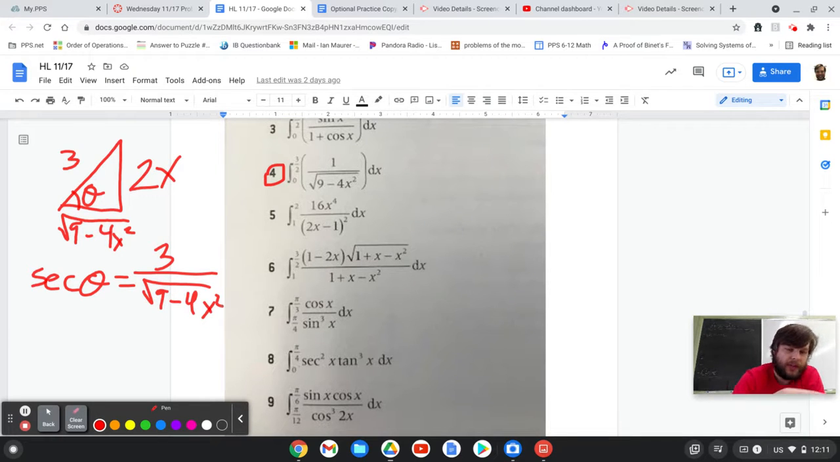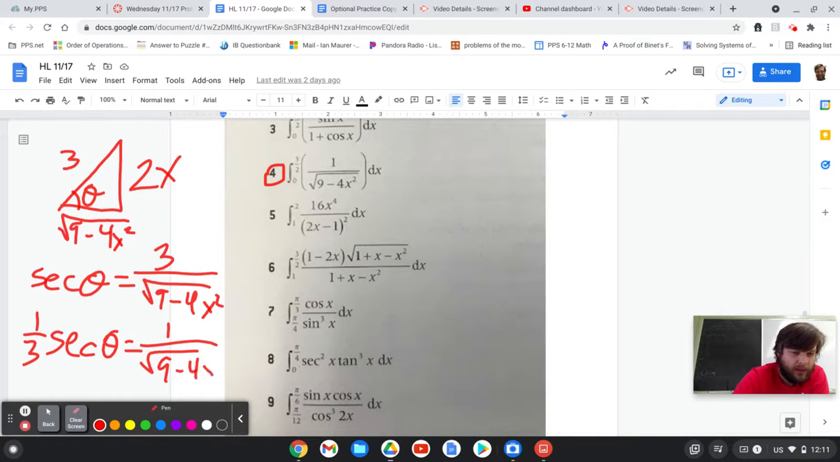If I don't see a 3 in the integrand, I'll just multiply both sides by a third. So I know that 1/3 secant theta is the integrand, and that's great. The other thing I would suggest is not using this substitution to find d theta. I would use a different substitution.